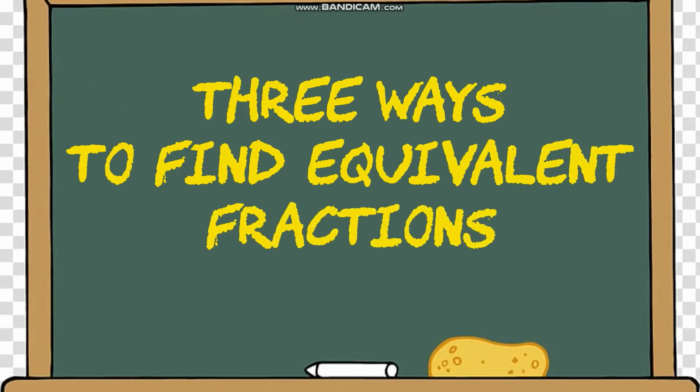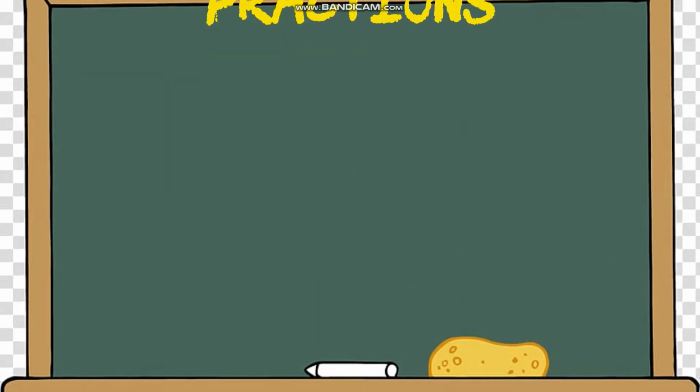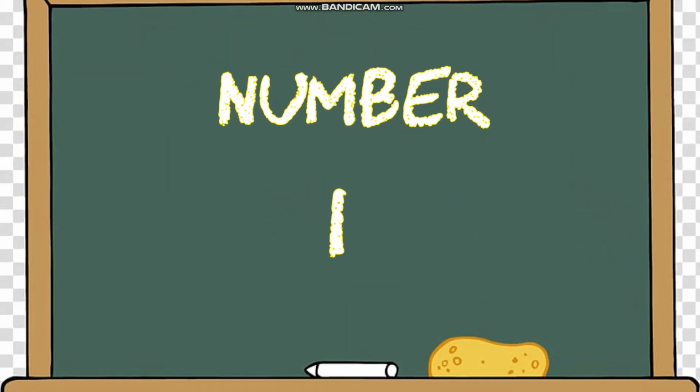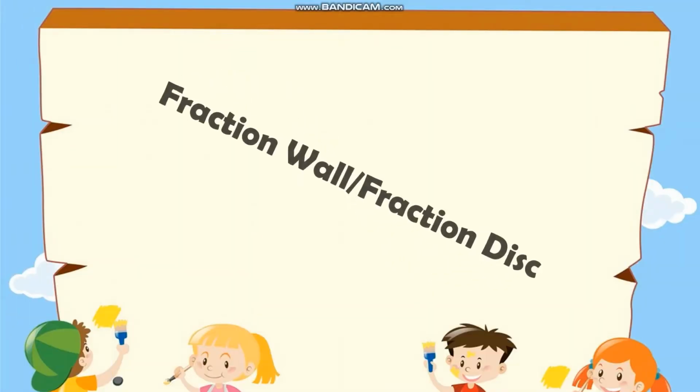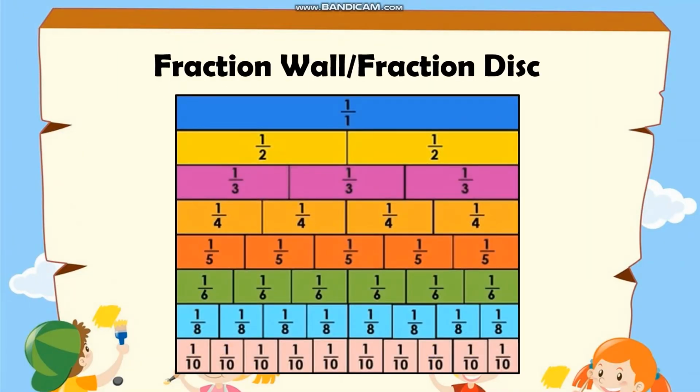So there are three ways to find equivalent fractions. Number one, using a fraction wall or fraction disk. So this is what we call a fraction wall, okay? And here you will see different fractions. This is one whole. This one is divided into two parts, one half, three parts, one third, four parts, one quarter, five parts, one fifth, six parts, one sixth, eight parts, one eighth, and 10 parts, one tenth.